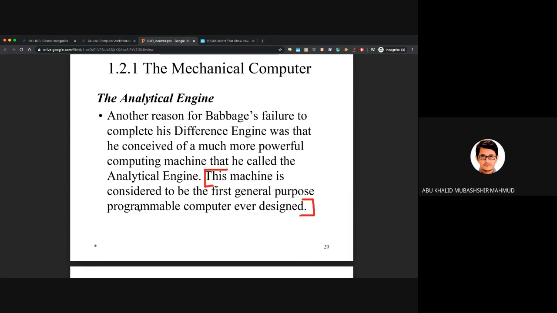The difference engine was conceived of as a much more powerful computing machine, and this analytical engine could not be built at that time, so it was only a theoretical concept at that time.